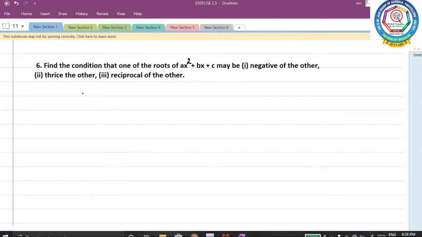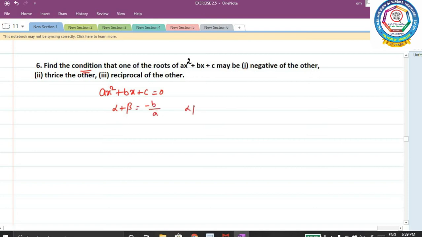Sum number 6. Find the condition that one of the roots of ax square plus bx plus c may be, first one, negative of the other, second one, thrice the other, third one, reciprocal of the other. So what equation is given? Quadratic equation ax square plus bx plus c equal to 0. From this equation we have to find the sum of roots and product of roots. Sum of roots, alpha plus beta, is minus b by a. Then product of roots, alpha into beta, is c by a.